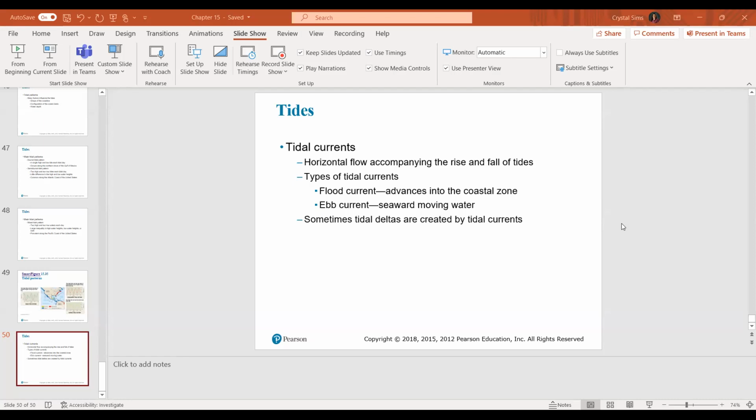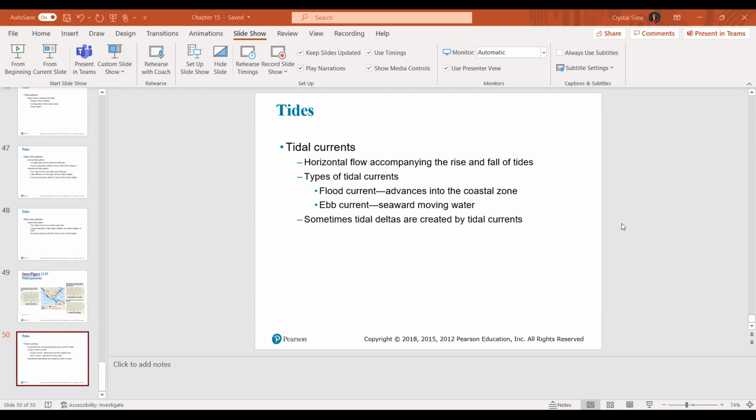So tidal currents that advance into the coastal zone as the tide rises are referred to as flood currents. And then as the tide falls, as the water moves back towards the sea, those are called ebb currents. And then there are times in between these, and that is called slack water. The areas that are covered and uncovered by these currents are called tidal flats.